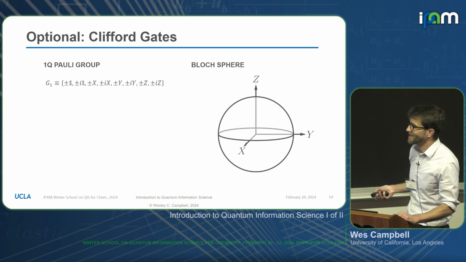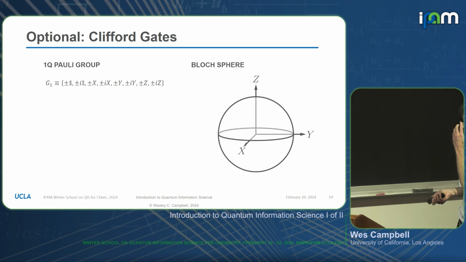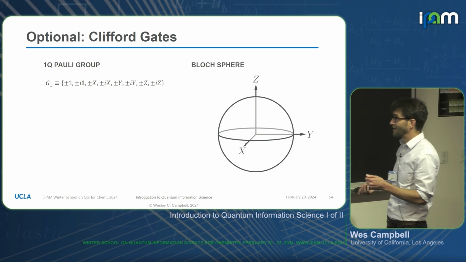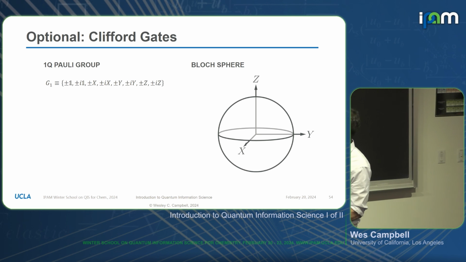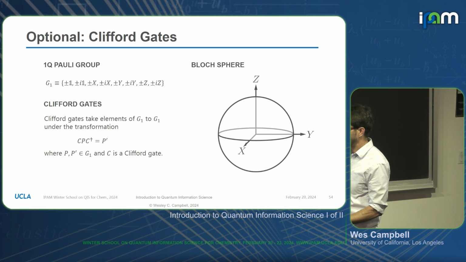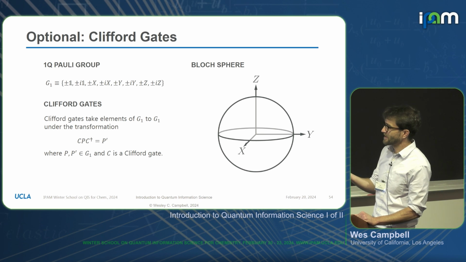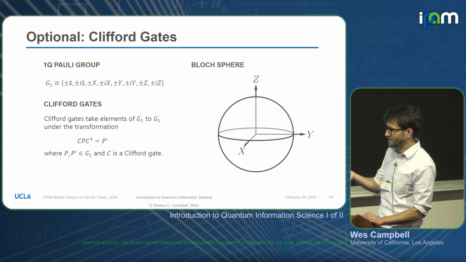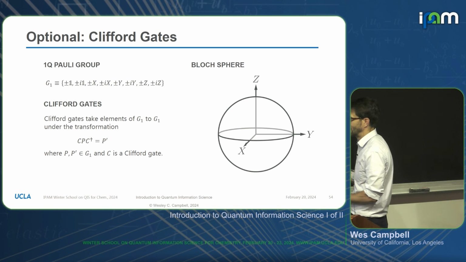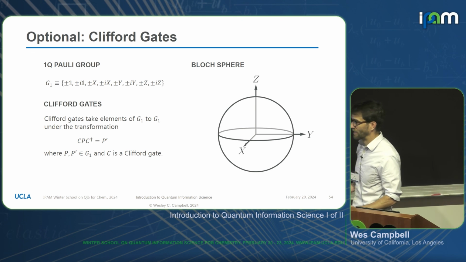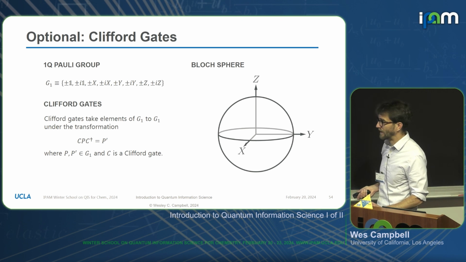There's a subset of gates called Clifford gates. The Pauli group, you remember we introduced here. Those are the elements of the Pauli group. Clifford gates take Paulis to Paulis. So if C is a Clifford gate, then C times a Pauli times C dagger, basically we rotate the Pauli operator using the rotation operator C, is in the Pauli group again. That's called a Clifford gate.